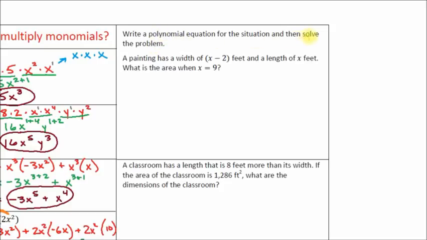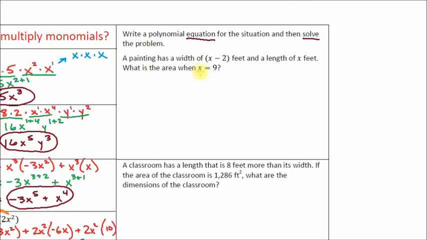So writing the equation is the first part. Remember, an equation is going to have an equal sign, and then we're going to solve it. So it says a painting has a width of x minus 2 feet and a length of x feet. What is the area when x equals 9? Well, when it says a painting has a width of x minus 2 feet and a length of x feet, there's our issue of writing the equation. And then it asks you what is the area when x equals 9. That's going to be our solving.